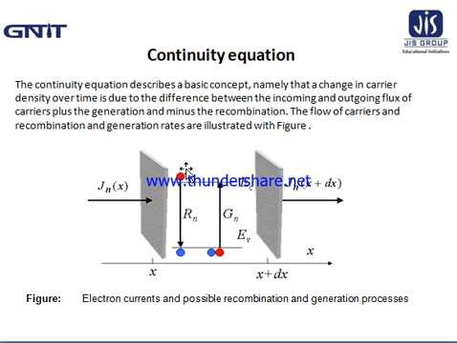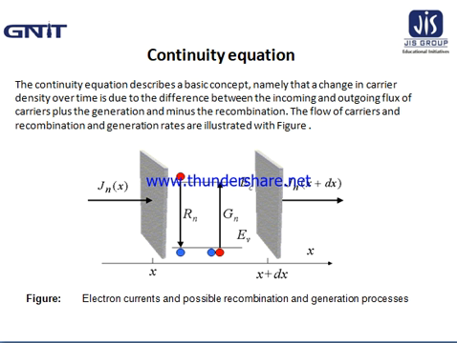Now the flow of the carriers and the recombination and generation rates are illustrated in this figure, where that is the incoming flux, and that is the outgoing flux. Here x is the distance considered first, and that is x plus dx, meaning that part is dx, the distance. Electron currents and possible recombination and generation processes are shown in the figure.